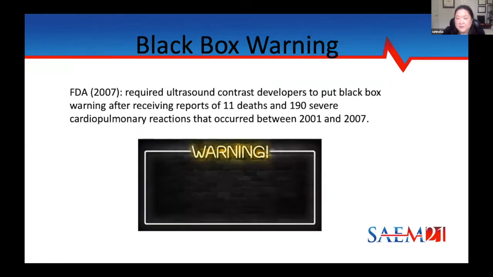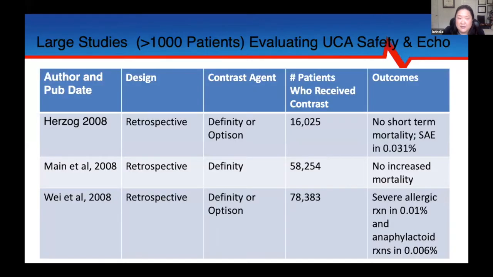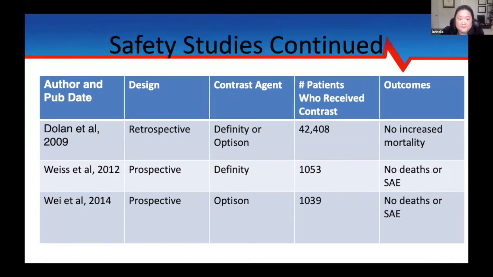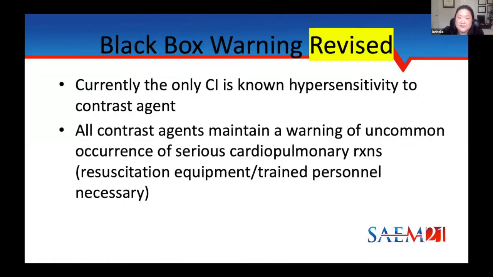Initially, the FDA put a black box warning on these ultrasound contrast agents because they were receiving reports of 11 deaths and 190 severe cardiopulmonary reactions that occurred between 2001 and 2007. Subsequent to this black box warning, a large number of studies, with over 1,000 patients enrolled, evaluated their safety, and they found that there was really no increase in mortality from using these contrast agents. These studies were designed both retrospectively and prospectively. So given this new information, the black box warning was considerably softened.